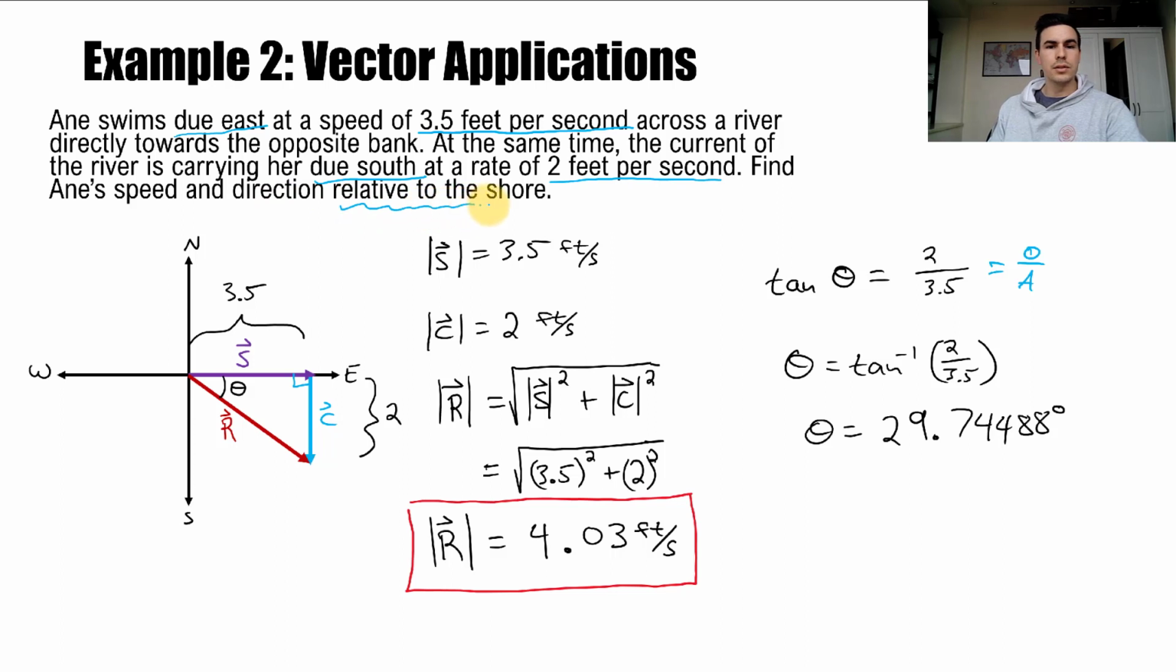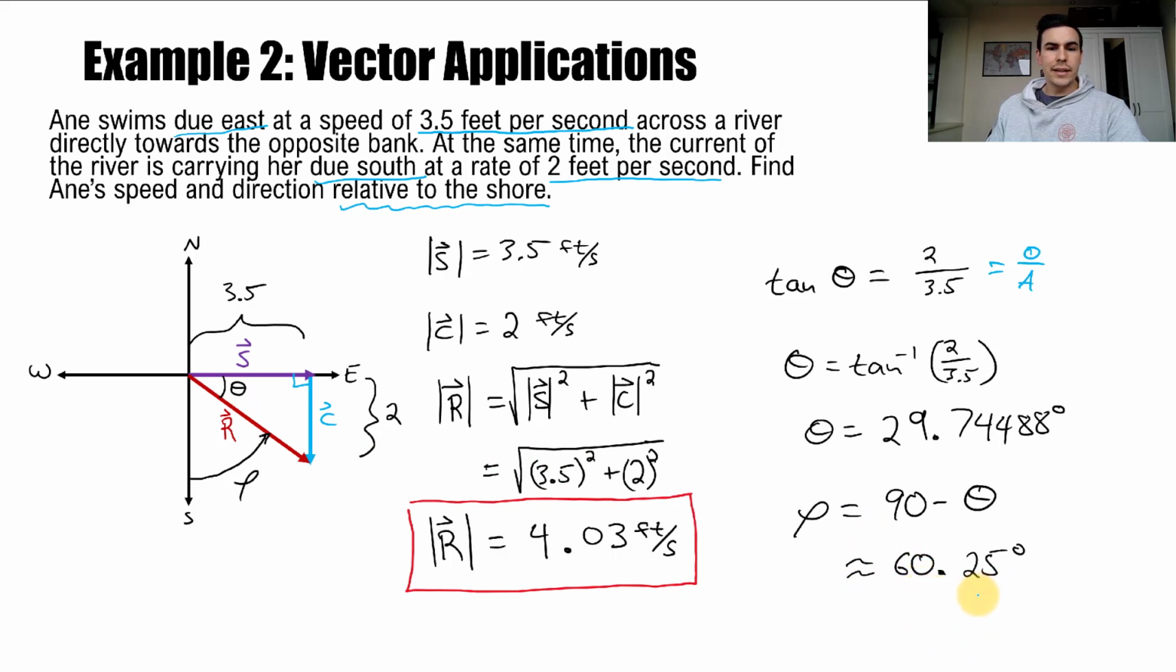But we are asked the direction relative to the shore. Relative to the shore, that's important to notice. So this is actually not the direction relative to the shore. The river is flowing south, so the shore is going to be on this north-south line. So we're going to call this angle phi, and phi is going to be 90 degrees minus theta. Hopefully you can see that. So we have a phi of 60.25 degrees.